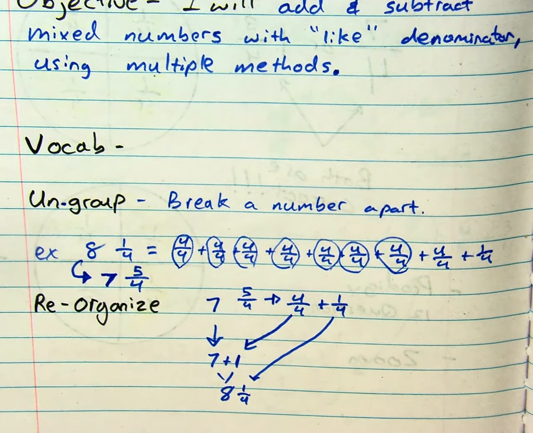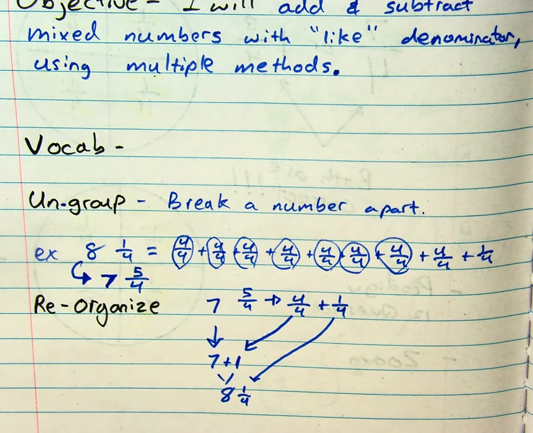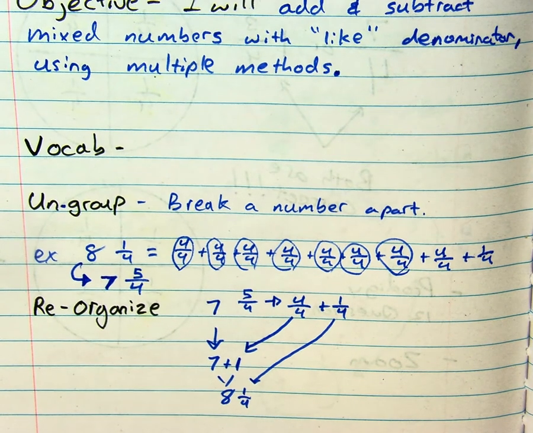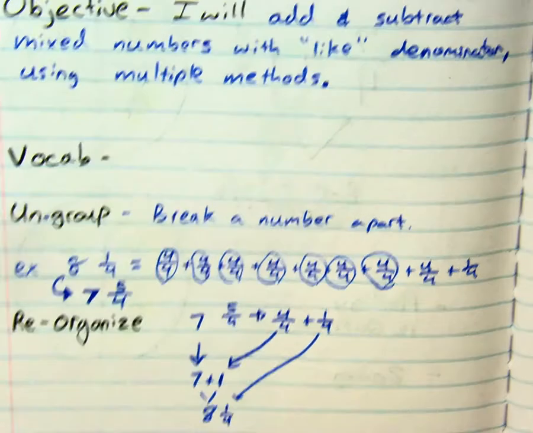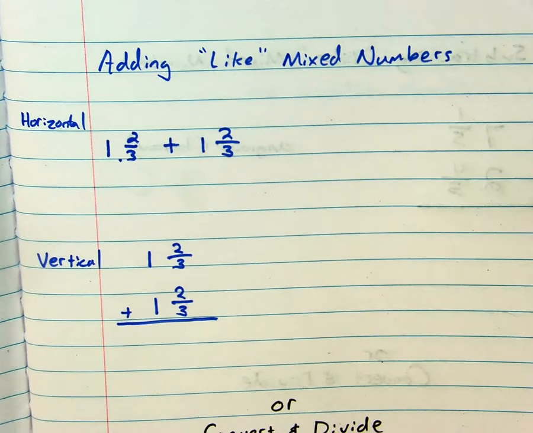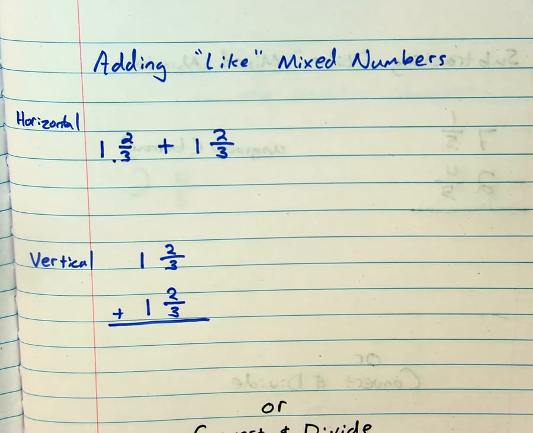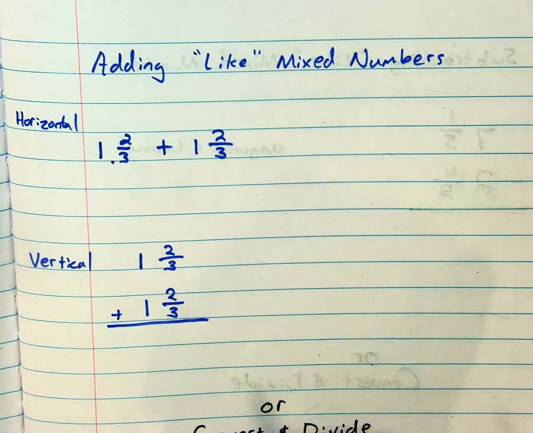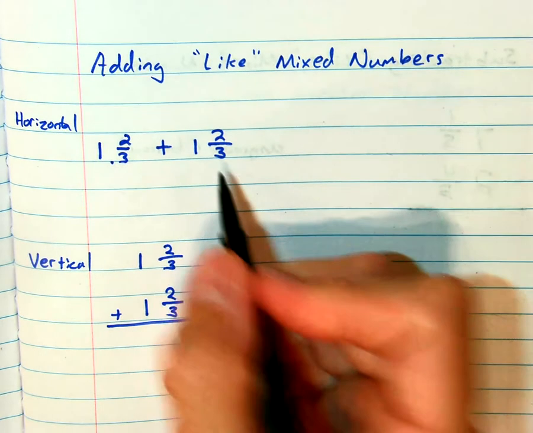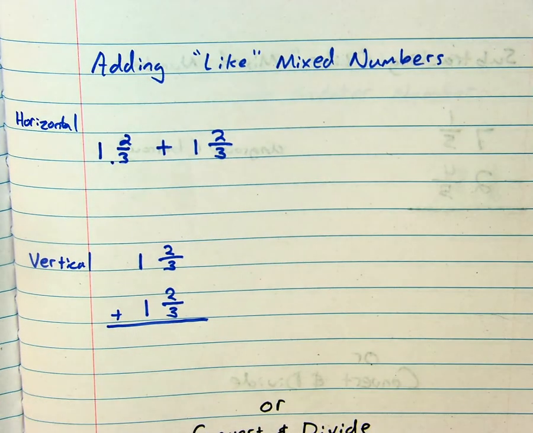All right. And let's get into adding. If you need to pause, pause. Otherwise, let's keep going. Add like mixed numbers. Now, for this example, we've got 1 2/3 plus 1 2/3. Pretty simple.